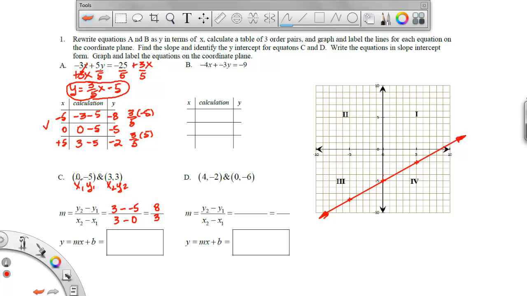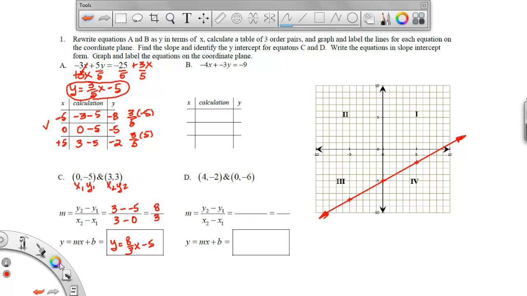My y-intercept is right here, so now I'm going to write this equation as y equals the slope, 8 over 3 x, and my y-intercept is a negative 5. So there's the equation that matches a line for these 2 points. Let's go ahead and graph this one.